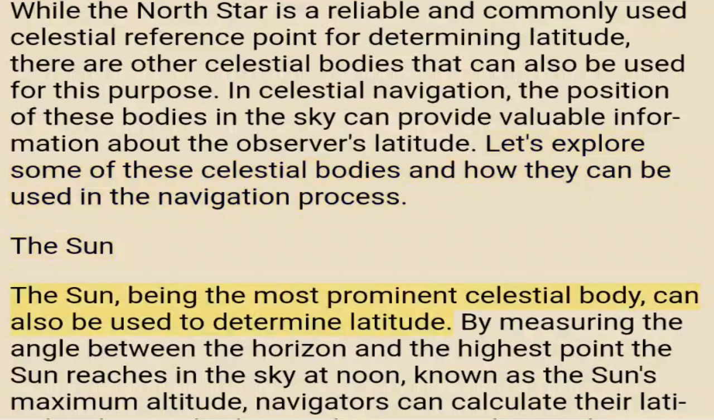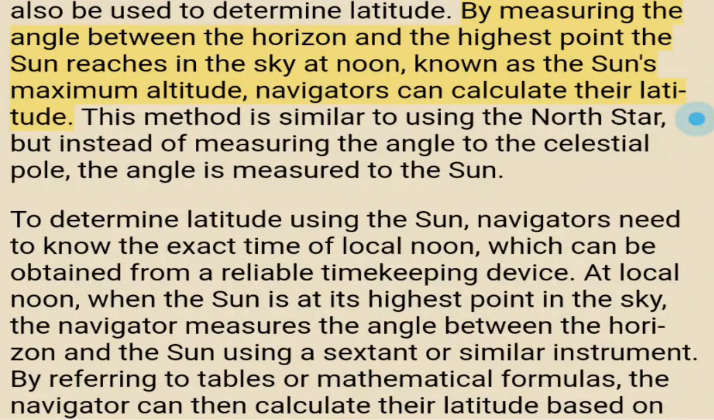The Sun. The Sun, being the most prominent celestial body, can also be used to determine latitude. By measuring the angle between the horizon and the highest point the Sun reaches in the sky at noon, known as the Sun's maximum altitude, navigators can calculate their latitude. This method is similar to using the North Star, but instead of measuring the angle to the celestial pole, the angle is measured to the Sun.